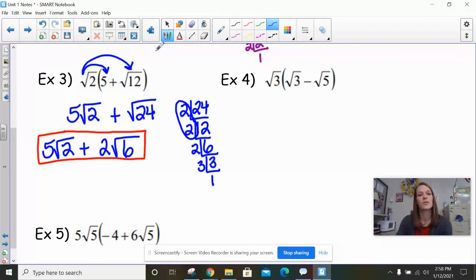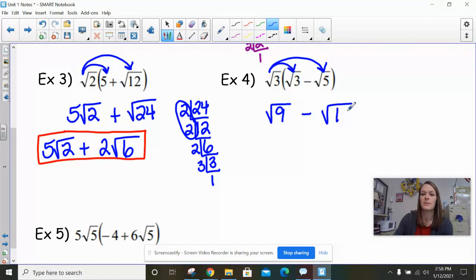All right, so let's look at another one just like that one. We're going to distribute here. So this is a square root 3 and another square root 3. They're both radicals, so I can multiply those. So that is the square root of 9 minus, and then square root of 3 times square root of 5 will be square root 15. The square root of 9 is just 3. That's a perfect square.